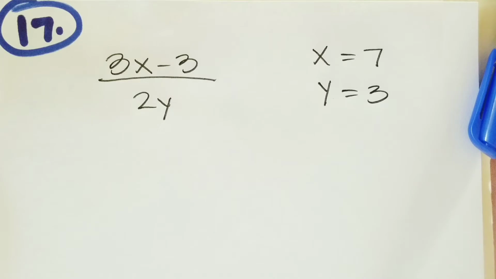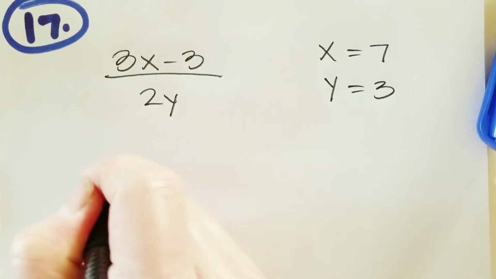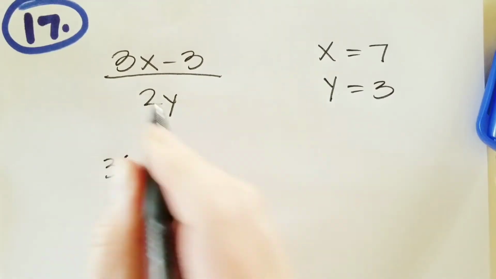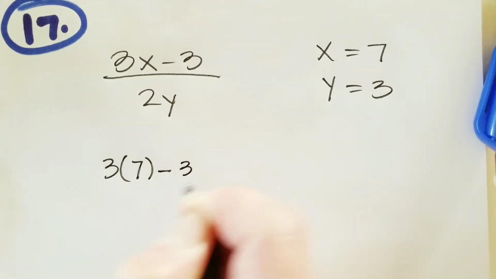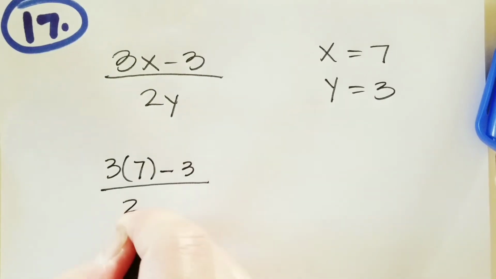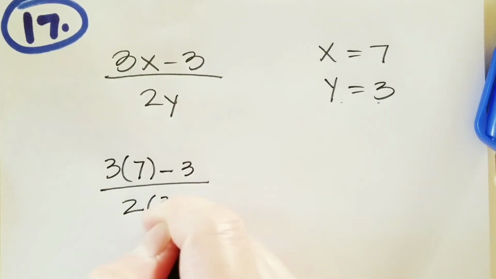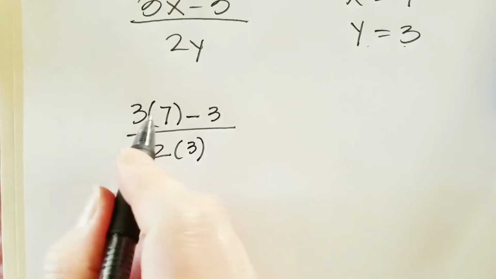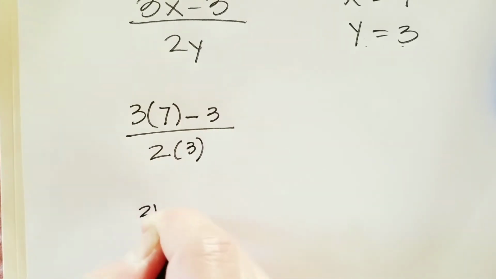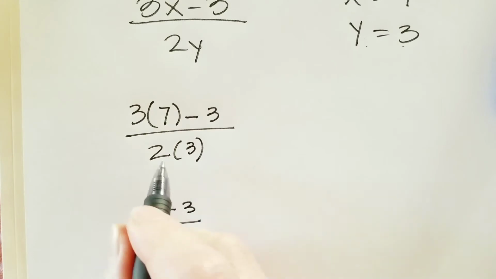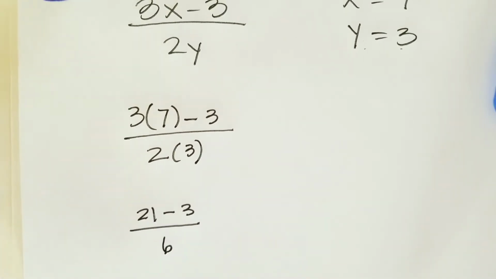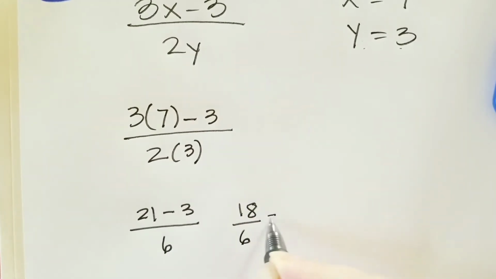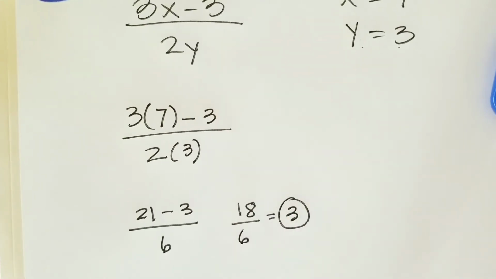For 17, x equals 7 and y equals 3. So let's go ahead and plug in our values. X is 7, and then in our denominator we have 2, and our value of y is 3. So go ahead and multiply. 3 times 7 is 21 minus 3 in our numerator, and then 2 times 3 is 6. Then 21 minus 3 is 18 in our numerator, denominator is 6. 18 divided by 6 is 3.